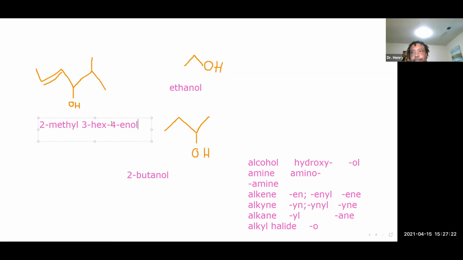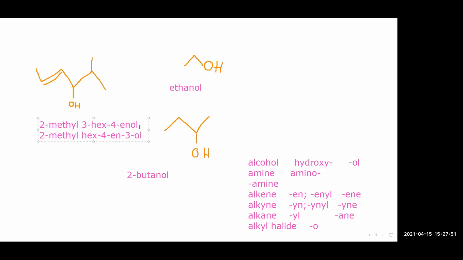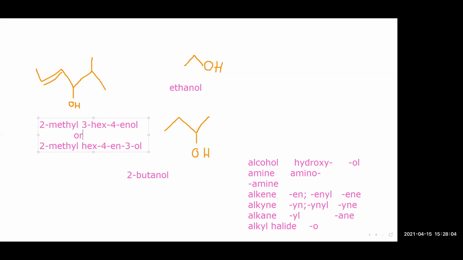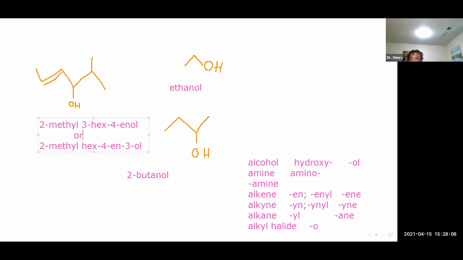Wait, that second one would be another way to write it? Yeah. The second one makes more sense to me, because on the first one, the 3-hex makes me think that the double bond's on the 3. But usually if it's here, this pertains to the last name, that OL. Yeah, it's so weird.